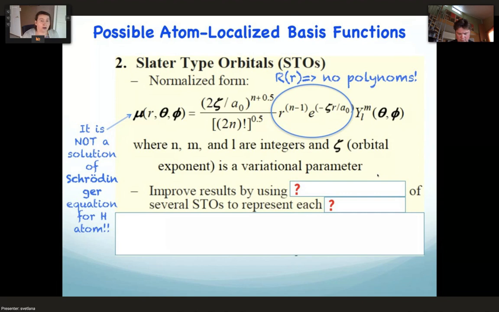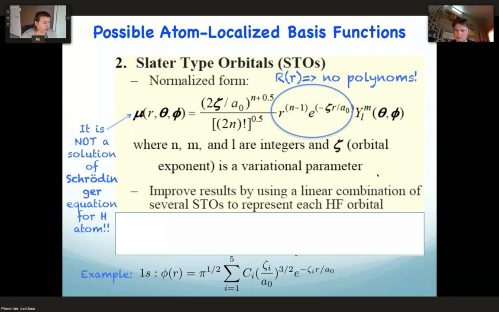Of course, if you just take a single wave function like this, it's not very useful. You need to take many of them with different contributions from this zeta, this constant in the exponential, to improve the results and make it more accurate, to really be a solution of the real system. Let's say you use Hartree-Fock for the solution of your many-body, many-particle molecule, then many of these STOs, Slater orbitals, will reproduce the actual Hartree-Fock orbital with good accuracy.